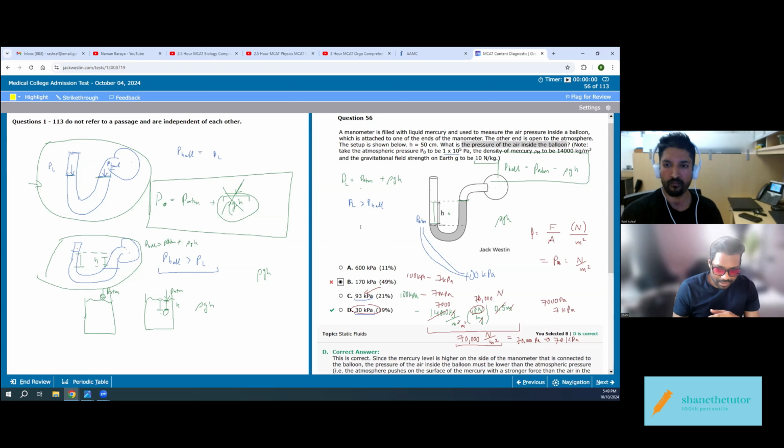But we did it right? And that got us 70 kilopascals, and then that gets us 30 kilopascals. But you see how only 19% showed that. So yeah, this is a good question to see the benefits of conceptually understanding it. Because if you don't have time, at least conceptually understanding it would bring you to 50-50, right?